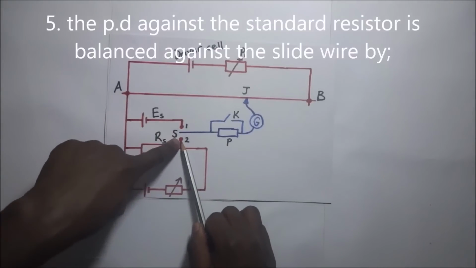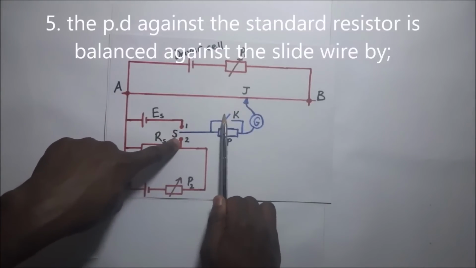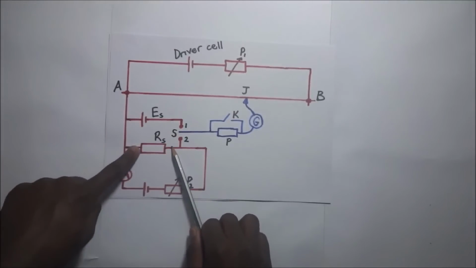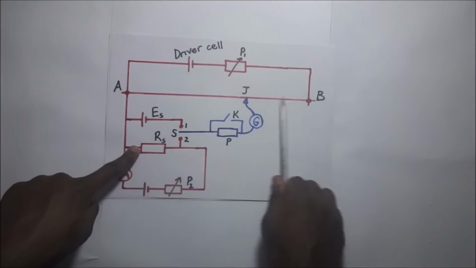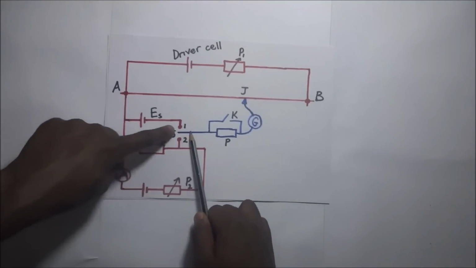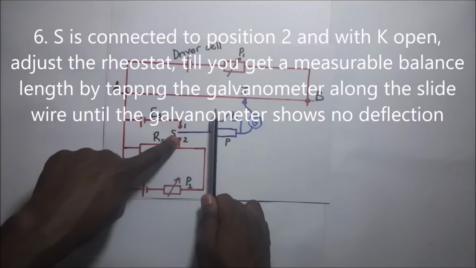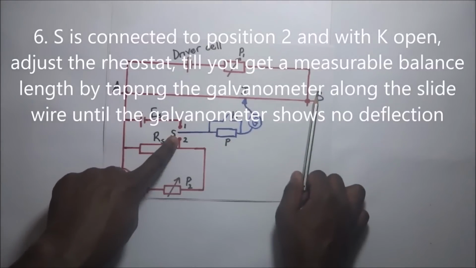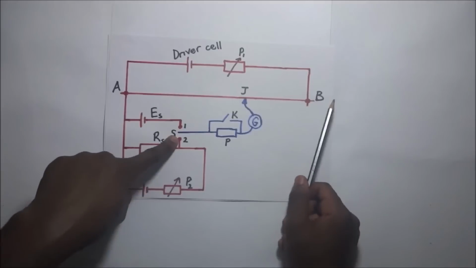When we connect S to position 2 with K open, it means that we are trying to balance the resistance of this standard resistor across the wire AB, this slide wire. So with S on position 2 while K is open, we'll tap the jockey along the slide wire AB. Then we'll get an approximate balance length.